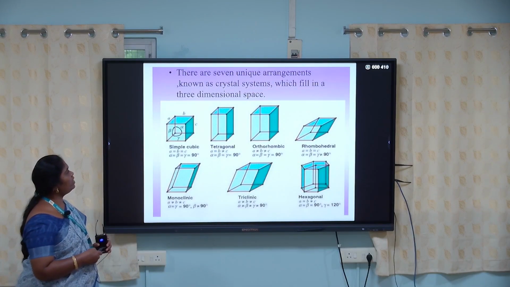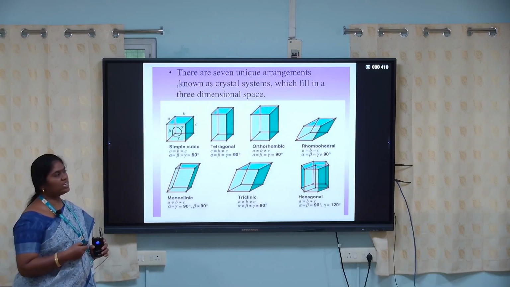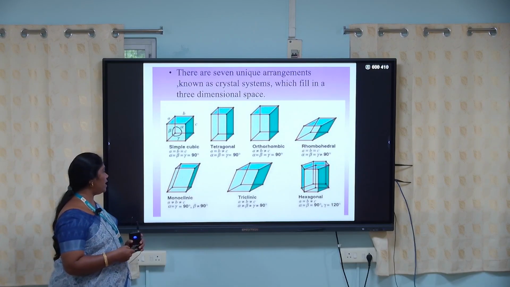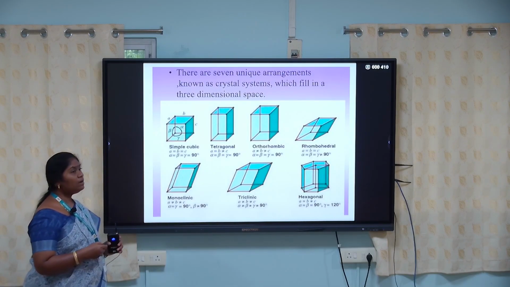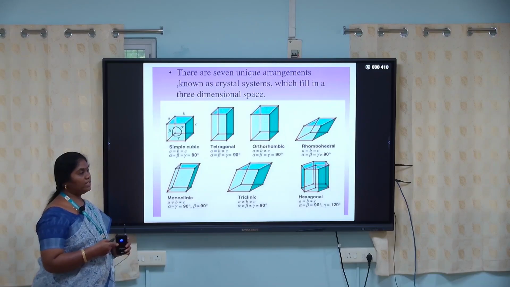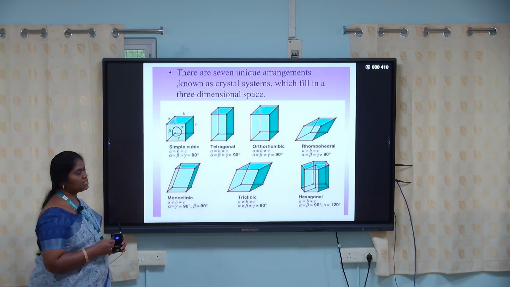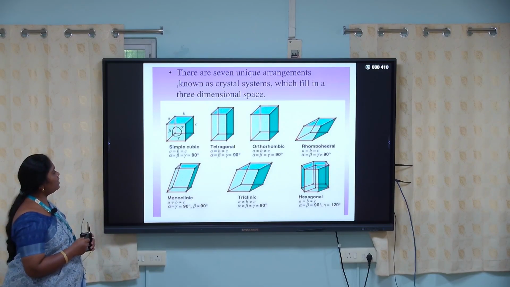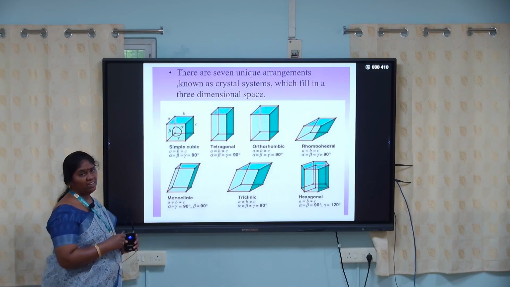These are all the 7 unique arrangements of crystal system which fill 3-dimensional space: simple cubic, tetragonal, orthorhombic, rhombohedral, monoclinic, triclinic, hexagonal. In the simple cubic, all the 3 faces are equal. So A is equal to B is equal to C, and the angles alpha, beta, gamma are equal to 90 degrees, formed by the 3 faces.